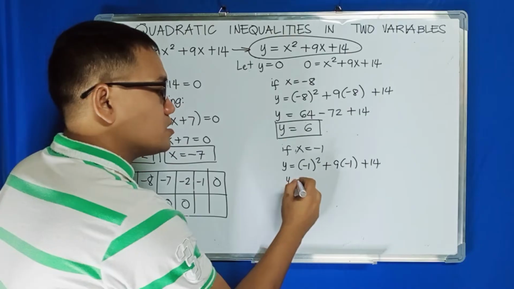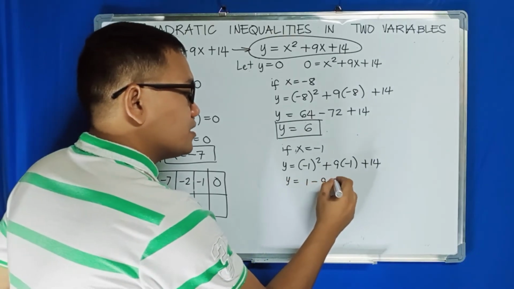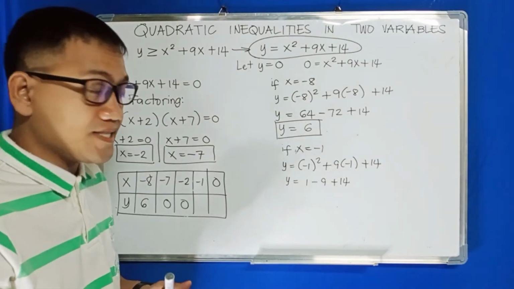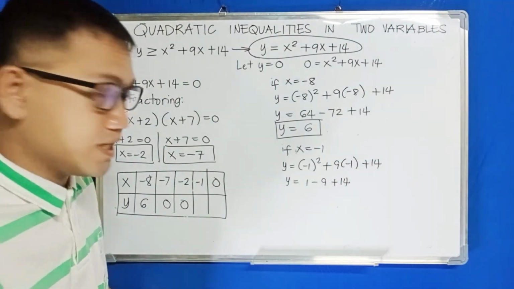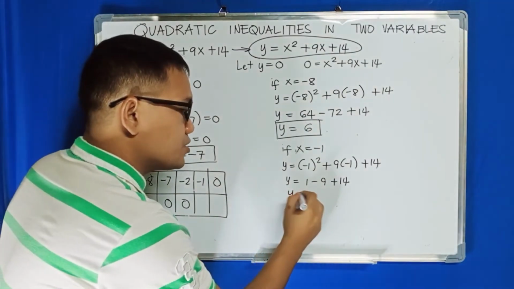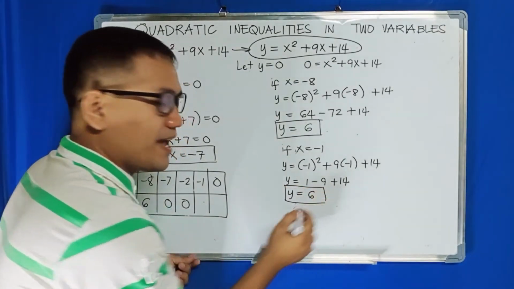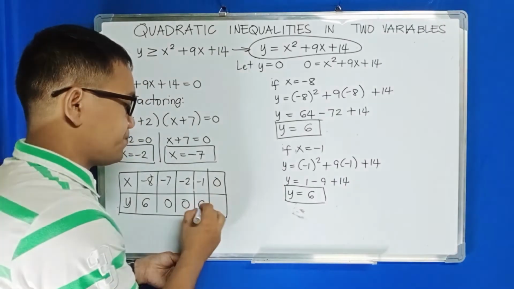So we have y is equal to 1 minus 9 plus 14. To simplify, 1 minus 9, we have negative 8 plus 14. Again, we will have positive 6. So here, the value of our y is 6 when x is equal to negative 1.